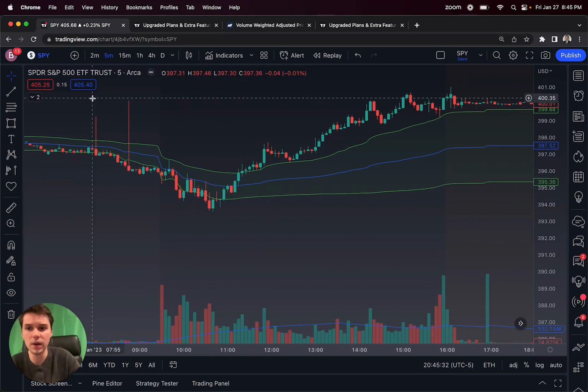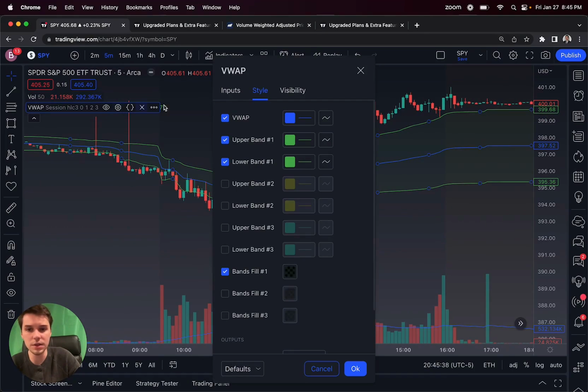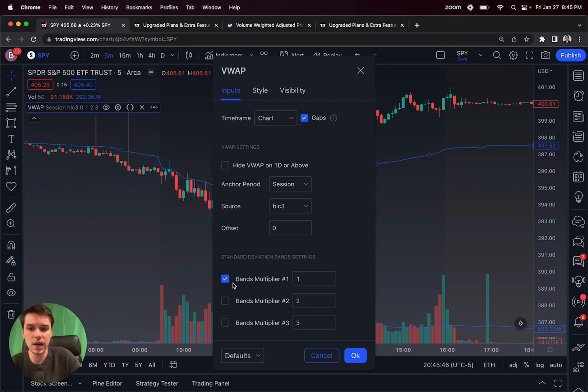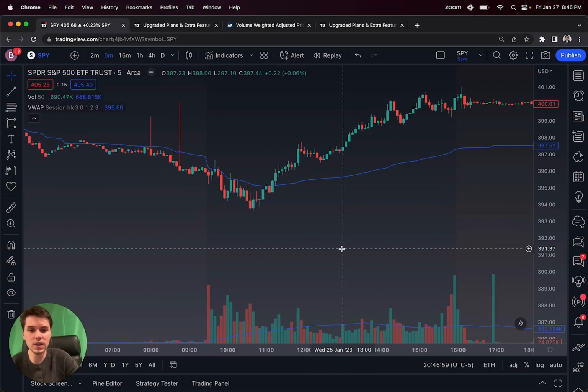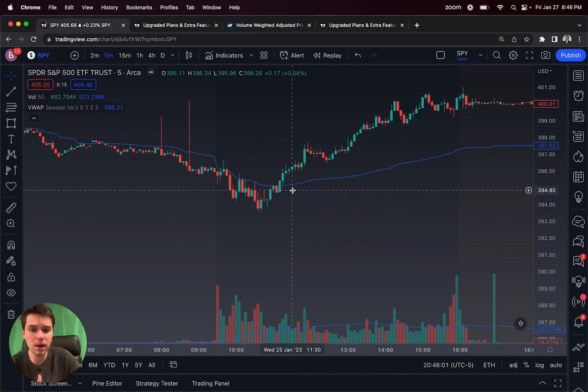What I'm going to do now is I'm going to go back into the settings icon by pressing this little arrow button. I'm going to now press the settings icon here. We're going to remove under style the upper band, lower band, and band fill. I'm then going to jump to inputs and I'm going to enable the hide VWAP on the 1 day or above. Now I have to go back to the style and remove these again, and then I should be good to go.